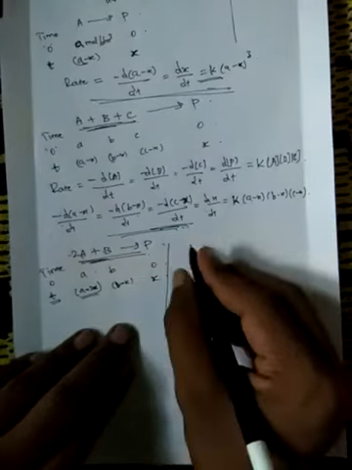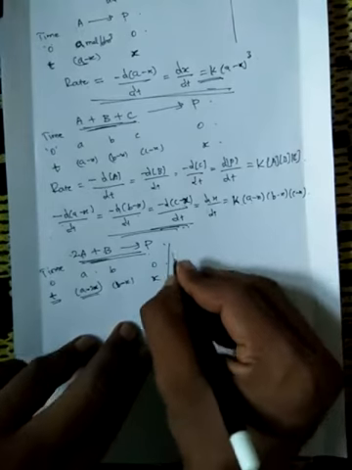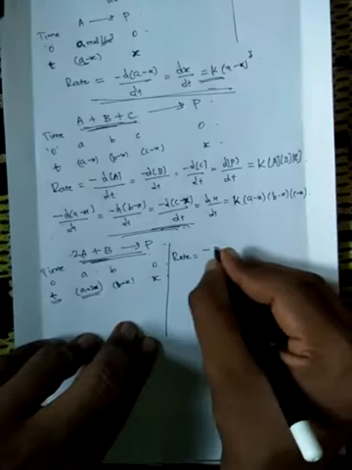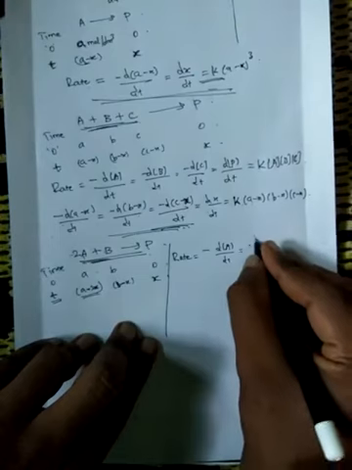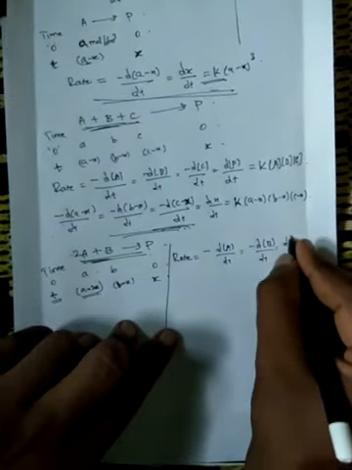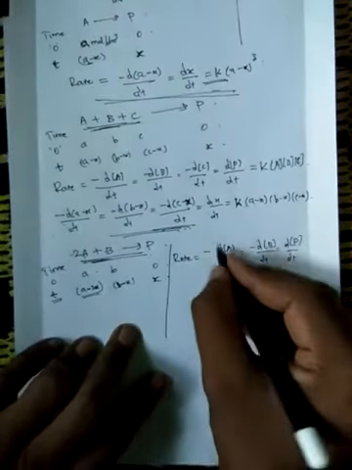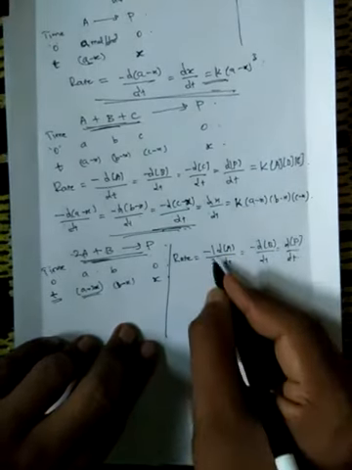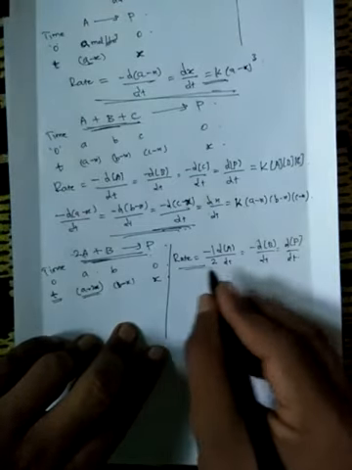Okay, now I'm going to write the rate expression. Rate equation: rate equal to minus d[A]/dt equal to minus d[B]/dt equal to d[P]/dt. Here 2 molecules of A are involved, so as we defined, we have to divide it by 2. This is a mathematical form of rate.